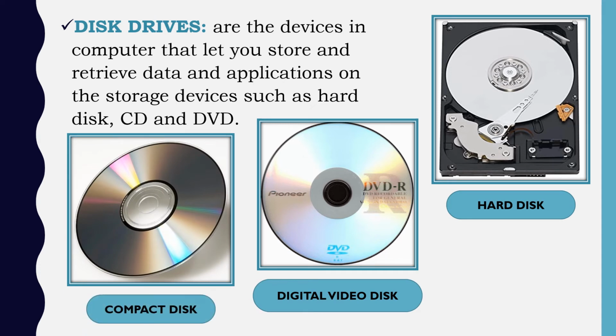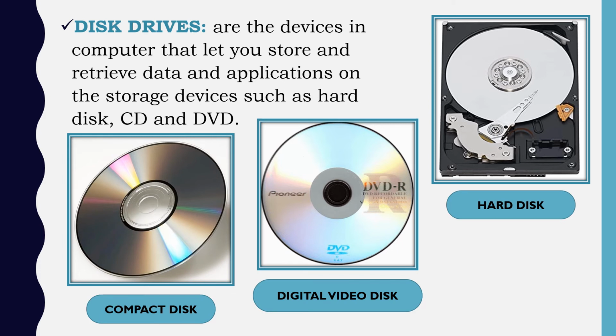The last hardware component is disk drives. These are the drives in the computer that let you store data on storage devices such as hard disk, CD, DVD. The hard disk is the main storage device found inside the computer. It can store a large amount of data. Nowadays the hard disk normally comes in the size of 1 TB or 2 TB.